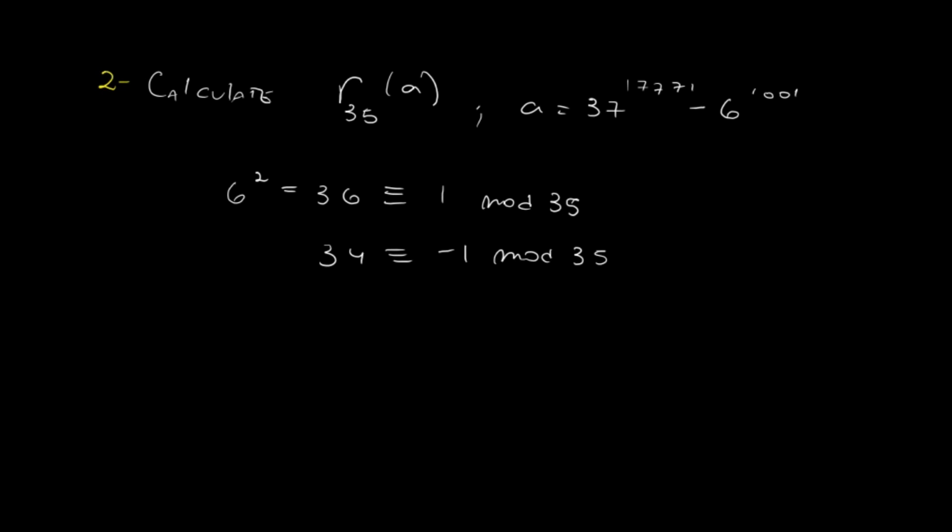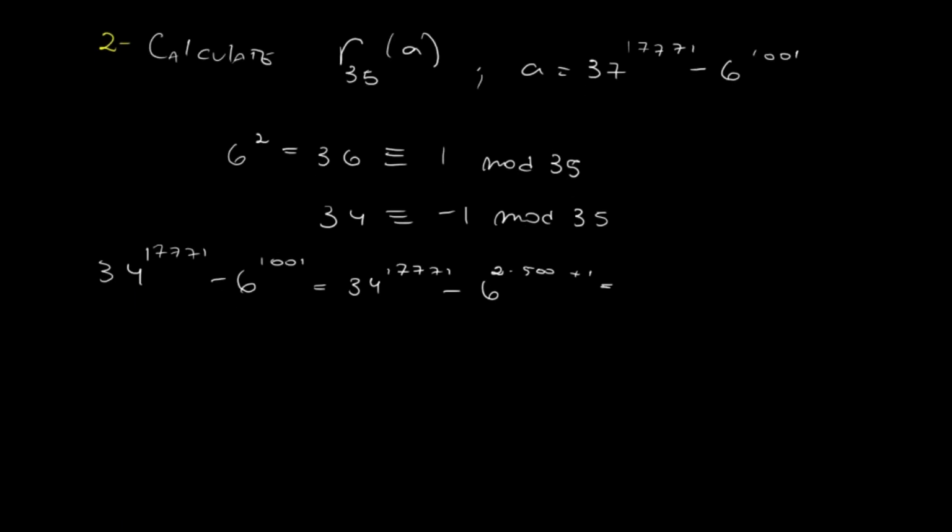So 34 to this very long number minus 6 to the also long number, I can write it as, instead of writing 1001, I can write 2 times 500 plus 1, and now with this I can work with these two congruencies I found before.